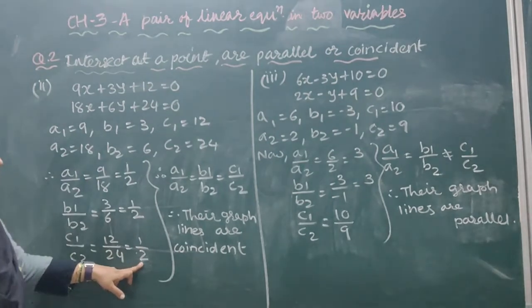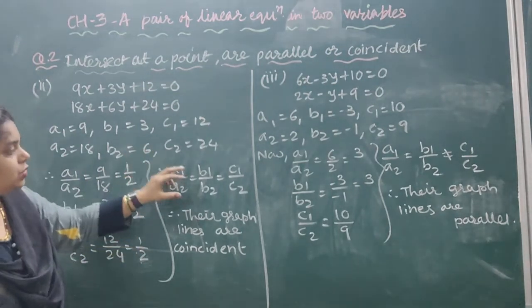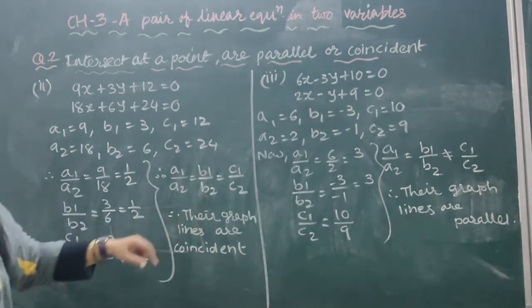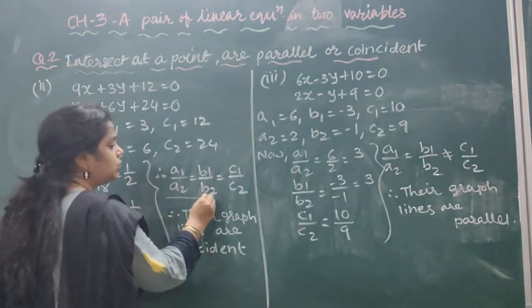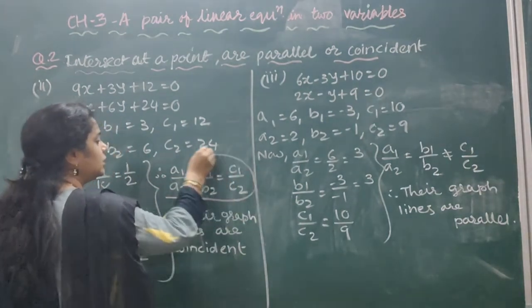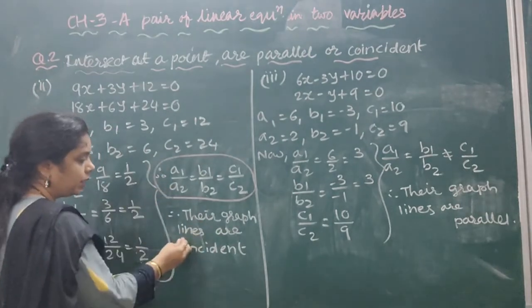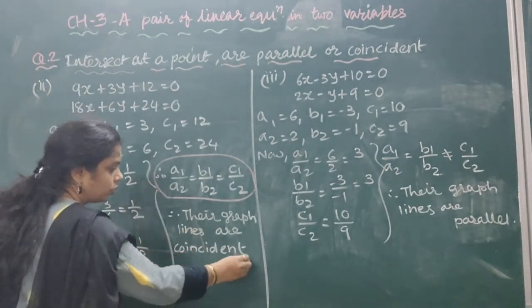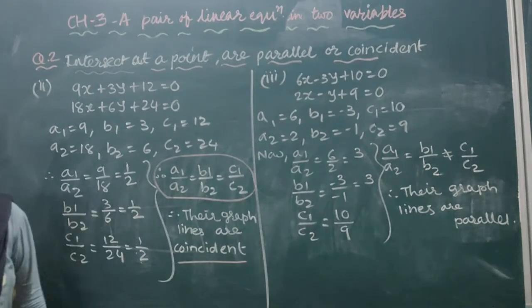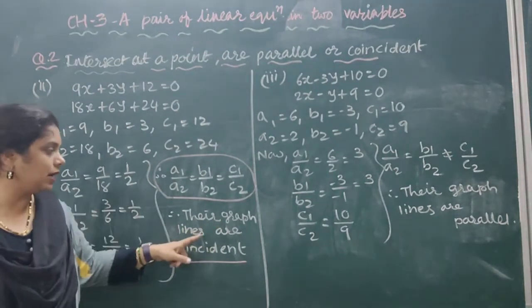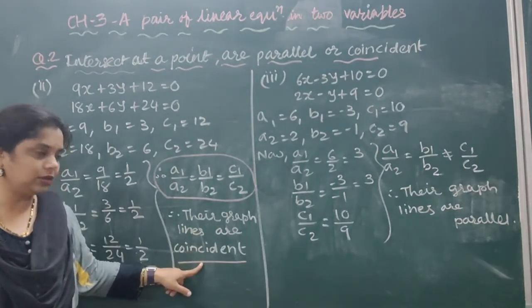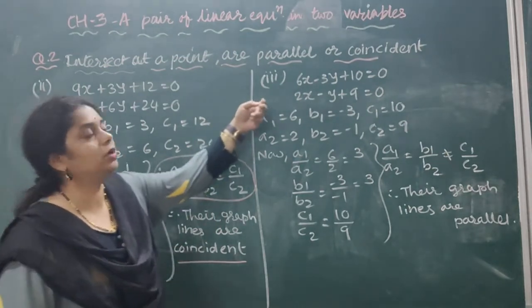You get the same ratio. It means a1 by a2 is equal to b1 by b2 is equal to c1 by c2. And if we get such a condition, the graph lines we plot are coincident lines. It means the graph lines are coincident. Okay. Now move to the third one.